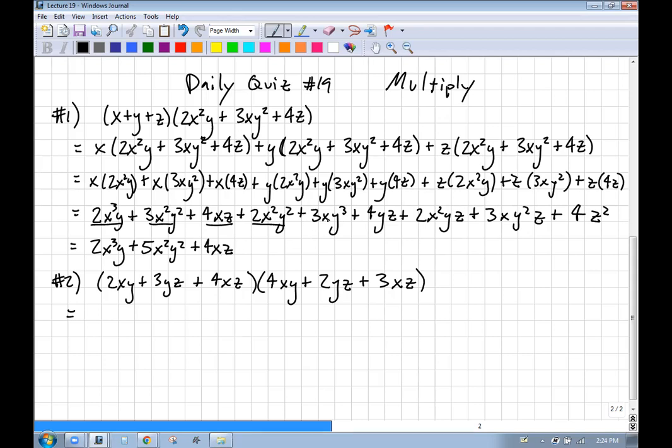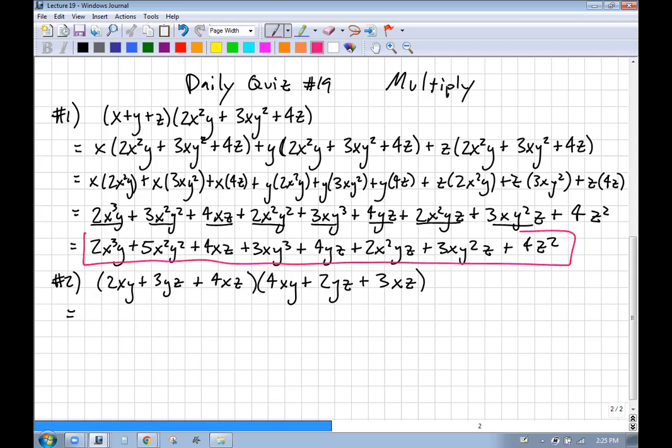This has already been taken care of. Xy cubed. Any other xy cubed? No. So it's by itself. A yz. Any other yz's? No. So it's by itself. X squared yz. Any other x squared yz's? No. XY squared z. Any others? No. And then a 4z squared. That's as far as we can simplify it.